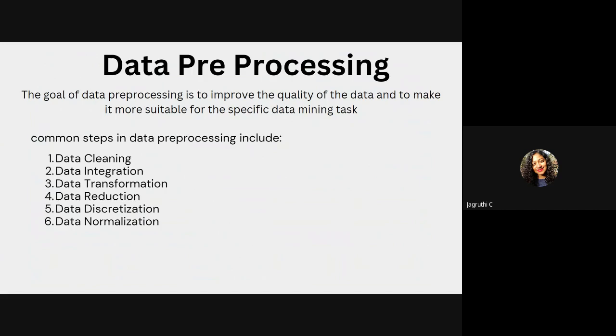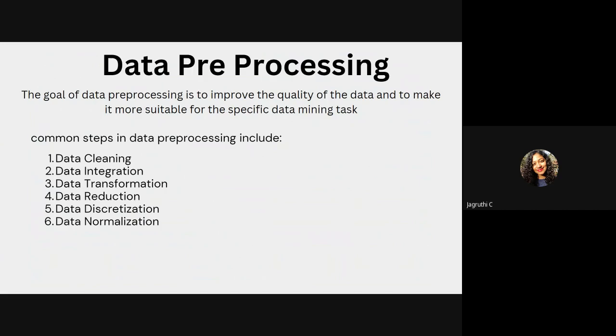If you are looking at one to many connection or many to many connection, things like that. And data transformation, this is mainly converting data into a suitable format for analysis. So it can be your normalization, your scaling, things like that.